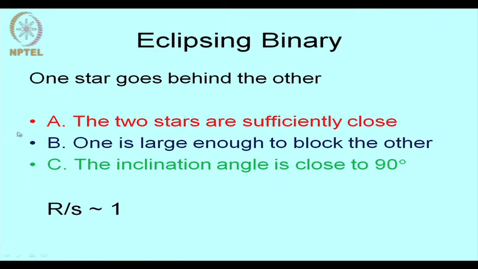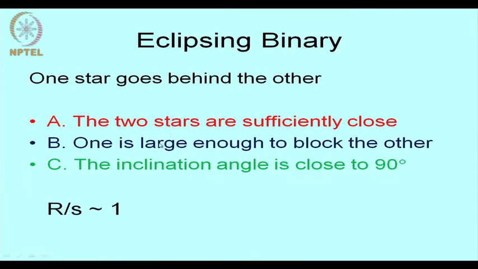Well, for an eclipsing binary, in general the two stars should be sufficiently close. If you have two very distant stars, it is highly unlikely that one of them will block the other. Further, one of them should be large enough to block the other star, and the inclination angle should be close to 90, or else it is unlikely that one of these stars is going to block the other. For a face-on orbit, it is not going to happen. So, you require the inclination angle to be close to 90.